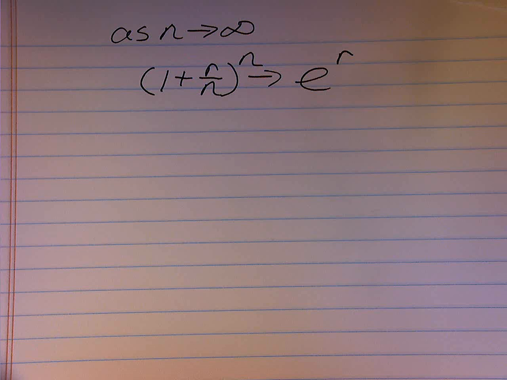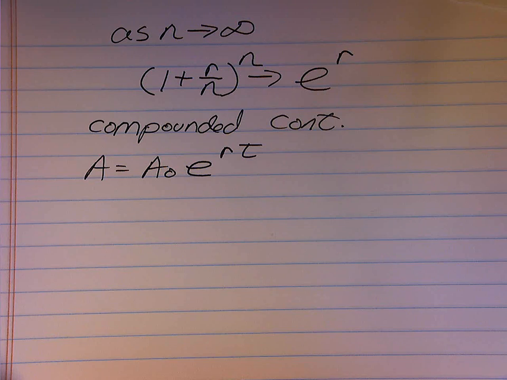Giving us our third and final finance formula called compounded continuously. So notice, all I did was replace the compounded factor with e to the r. Then I have my compounded continuous interest formula.